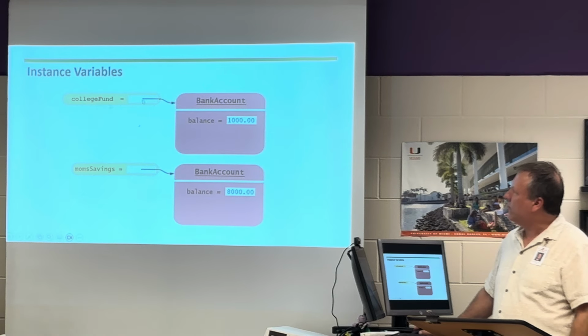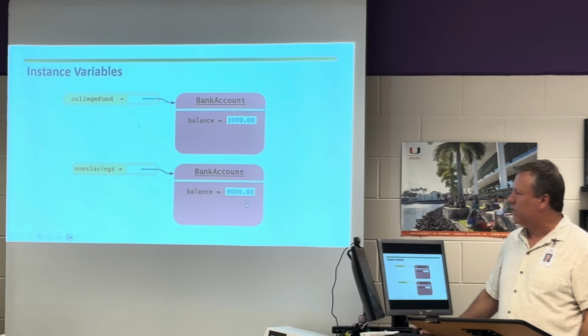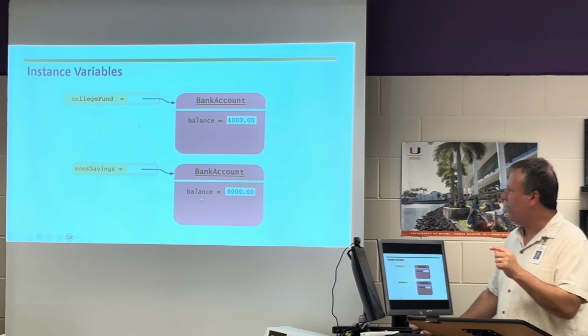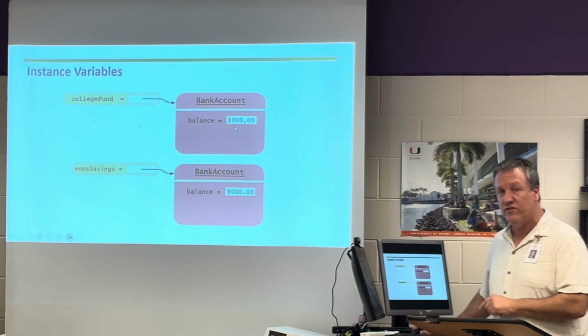So again, here's just a visualization. College fund would be its own bank account object with a $1,000 balance. Mom savings, a bank account with $8,000, right? So each bank account has its own balance. I could call mom savings.withdraw, it would change this one. I could call college fund.deposit, it would change this one.